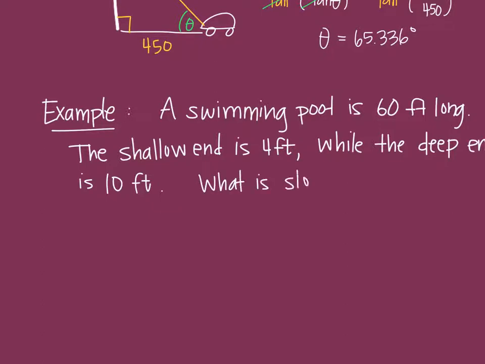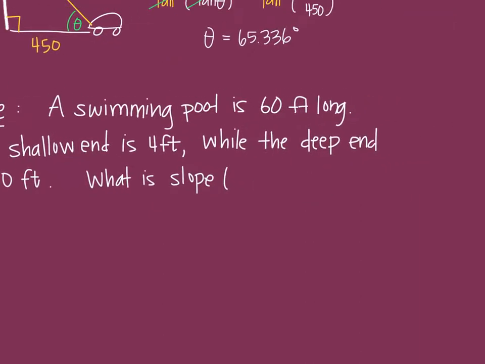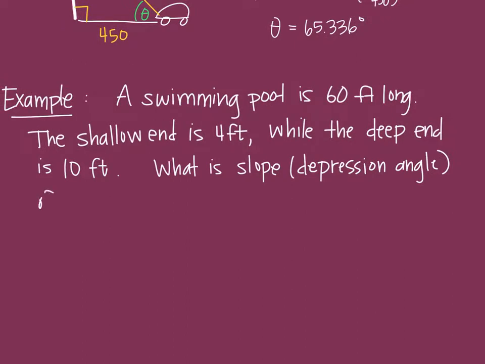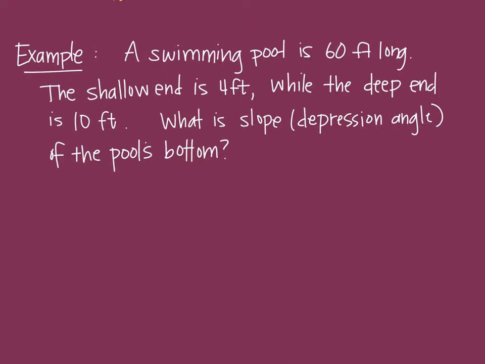What is the slope? The word slope also means depression angle of the bottom of the pool, because it's definitely slanted to go from the shallow end to the deep end. All right, so let's see if we can picture that.